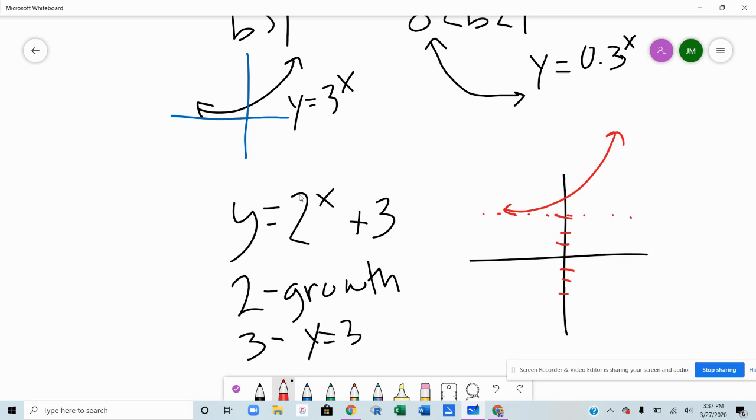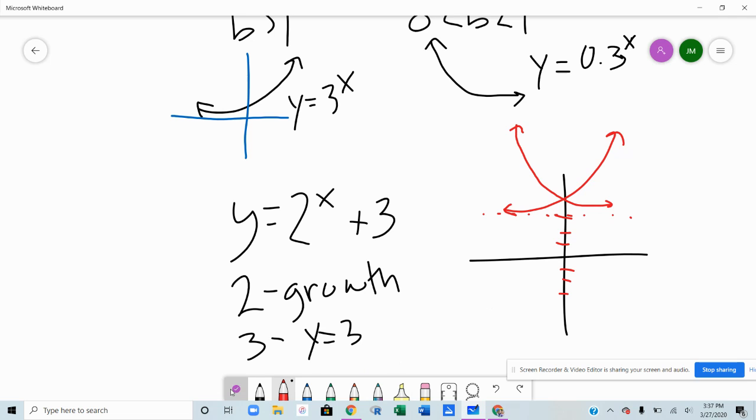If this was a number between 0 and 1, if this was 1/2 x plus 3, then instead of being a growth and never crossing here, it would come in the opposite direction and look something like this, be a decay and never cross that line.